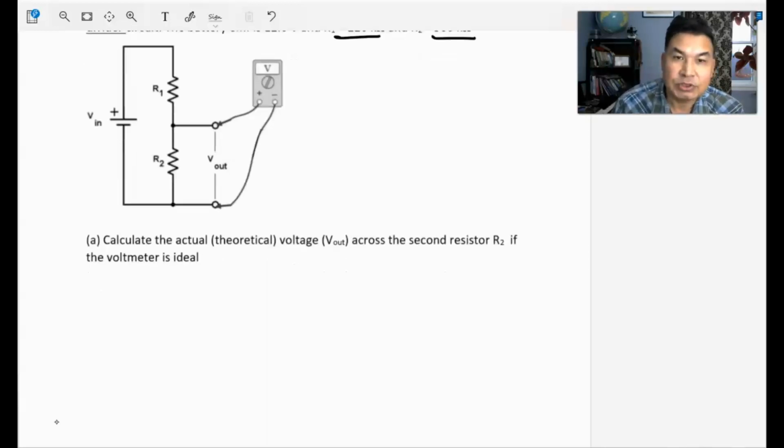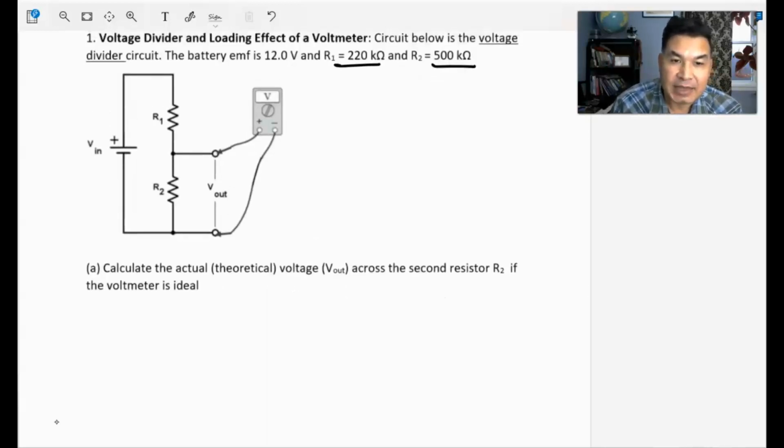So the very first question is, calculate the actual or theoretical voltage across the second resistor R2 if the voltmeter is ideal. A voltmeter is connected across the second resistor, and it's asking if the voltmeter is ideal, then what would be the voltmeter reading? If you remember from the lecture slide, an ideal voltmeter would have infinite impedance, right? Infinite internal resistance. So it doesn't draw any current, so it won't affect anything. So let's solve this problem.